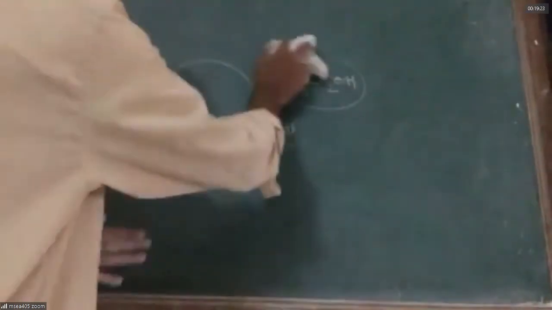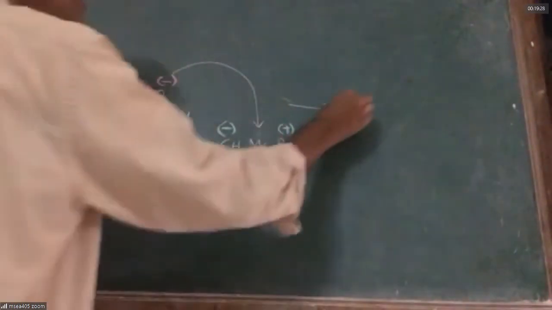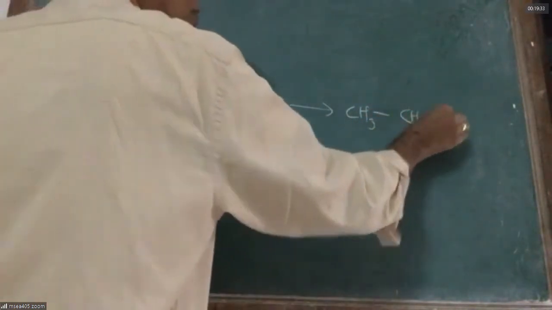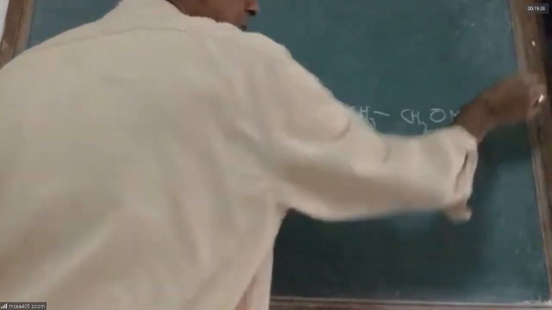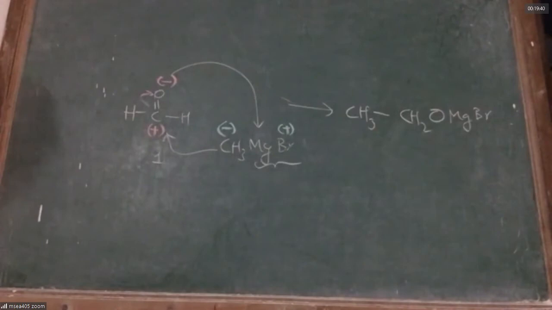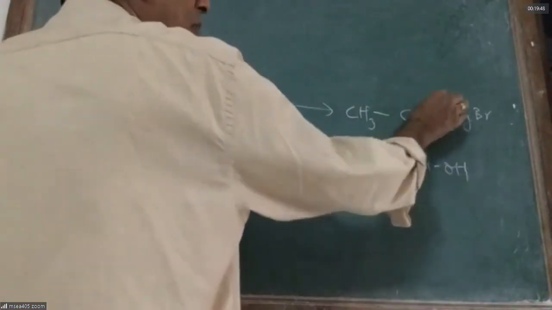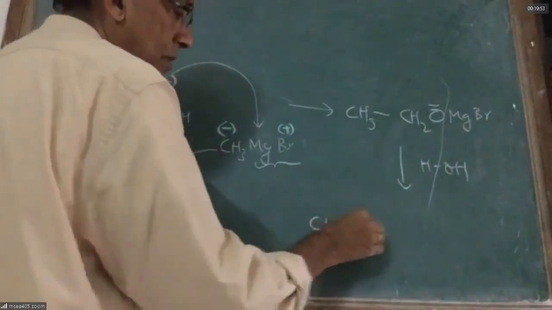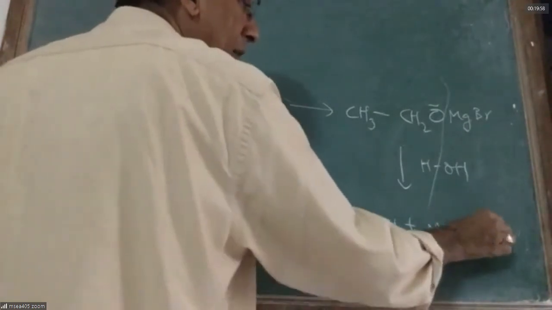At the end of the first step, I am getting CH3 attached to CH2O, with the O minus combined with MgBr. Now, when it reacts with water, the O minus will take H plus and MgBr will take OH minus. So I got ethanol and magnesium bromohydroxide.